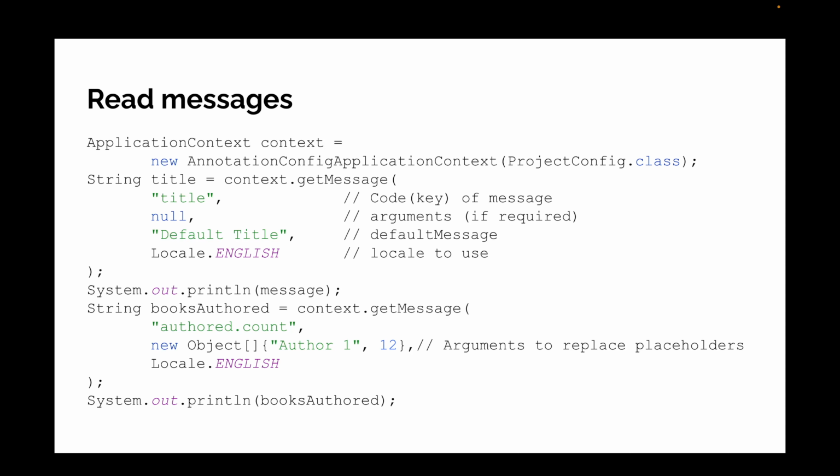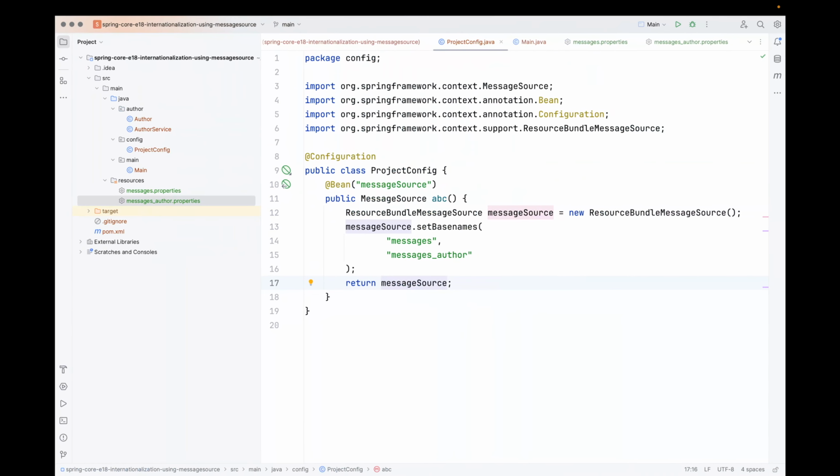So we can say context dot get message, and here we provide three things. One is the code of the message, which is title. The second is null, so we don't want to provide any arguments because title doesn't have any placeholders. Then we can provide a default title here, and we can provide the locale, so which locale to use. The default is Locale.ENGLISH. So let's do that.